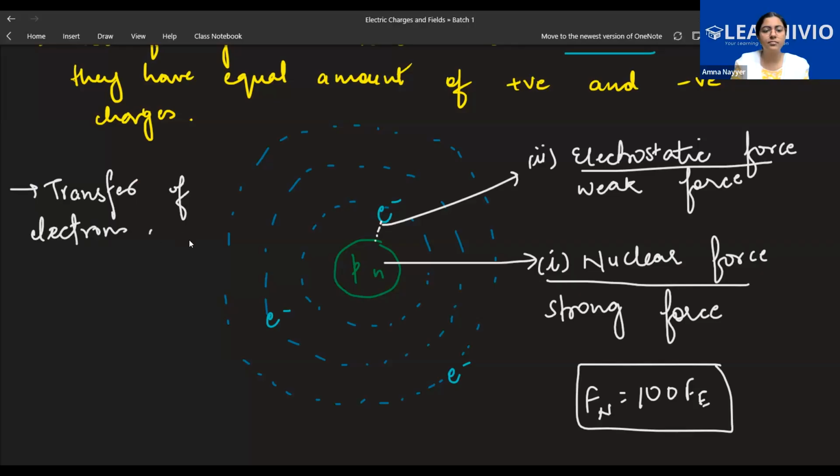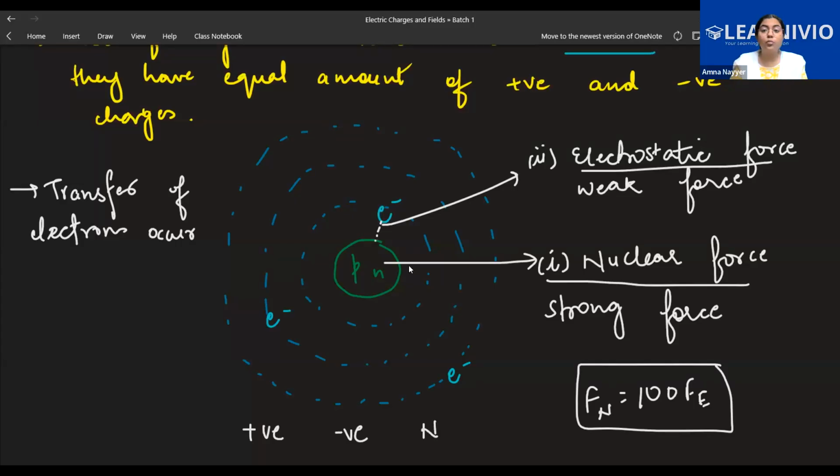Now the body which receives these electrons, we call that body a negatively charged body. And the body that loses these electrons, we call that body a positively charged body. And when the amount of positive and negative charges are equal, we say the body is neutral. So these are the three types of bodies that exist. So when electrons are in excess, the body becomes negatively charged. When the atom loses electrons, it becomes positively charged. And when all are equal, we say the body is neutral.